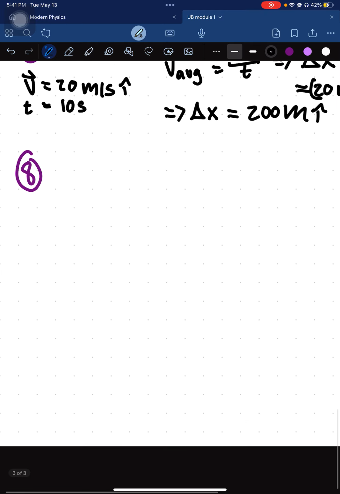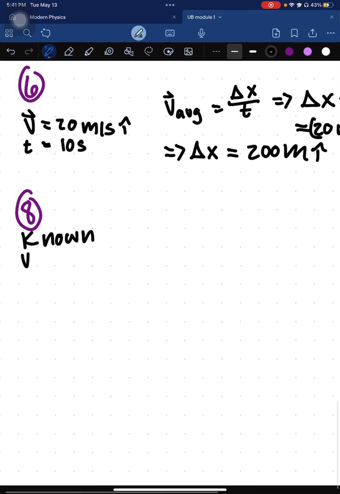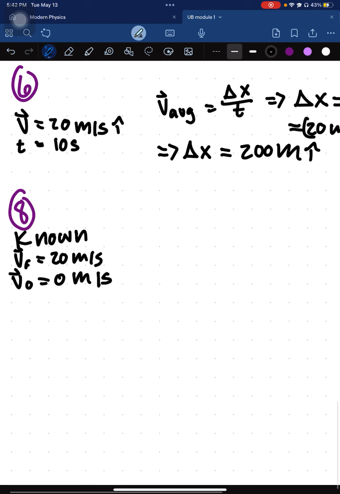For number 8, we have a car starts from rest and then accelerates constantly to a velocity of 20 meters per second in the positive x direction in 30 seconds. So our known values are going to be VF is equal to 20 meters per second. V naught is equal to 0 meters per second. T is equal to 30 seconds.